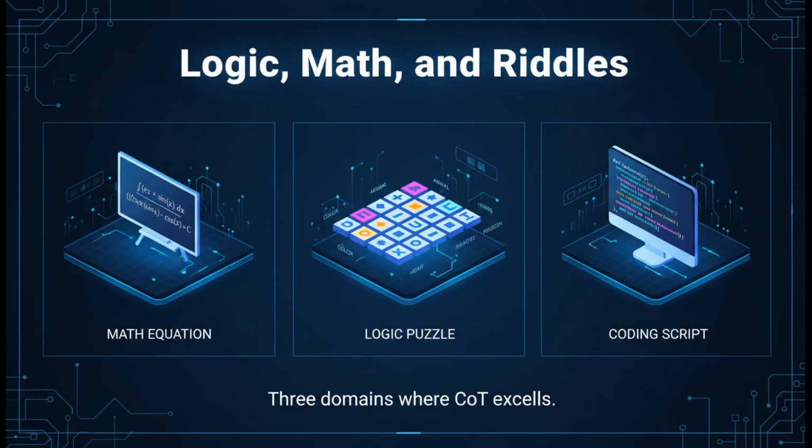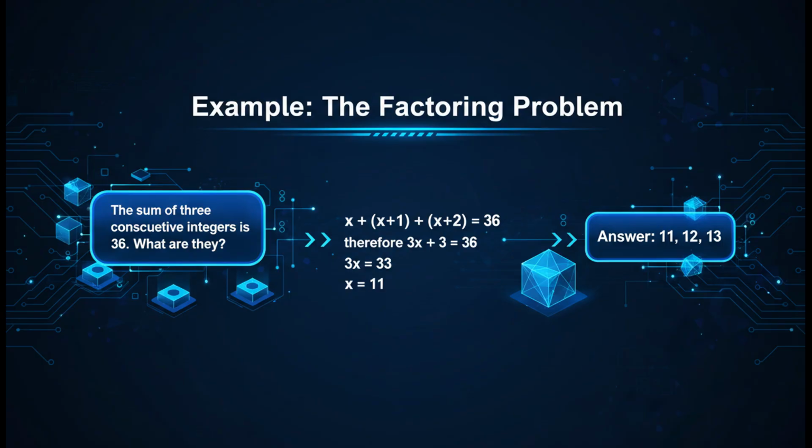Chain of thought is most effective for symbolic tasks. If you're dealing with math, logic, or multi-step riddles, CoT is the difference between a random guess and a precise calculation. Look at this math problem. Without CoT, an AI might just guess 12. With CoT, it defines the variables, builds the equation, and proves that the answers are 11, 12, and 13.